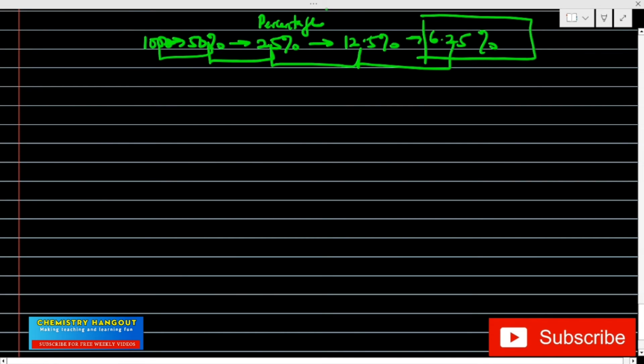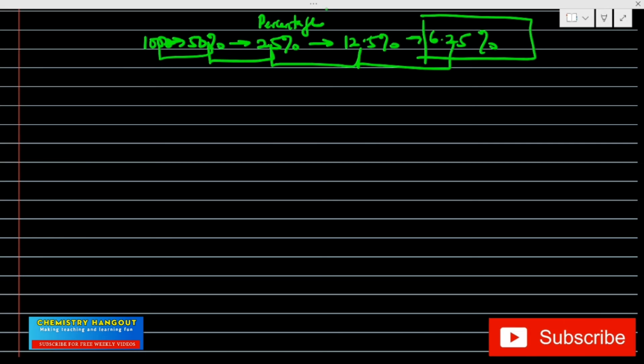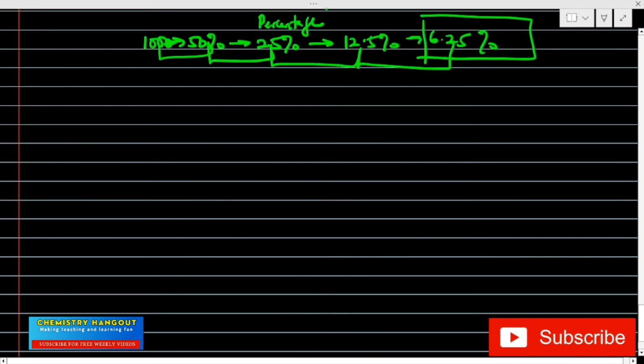So understand that this is the amount left. They can ask you amounts that have decayed. So when you know the amount that is left, subtract from the initial amount, you will know the amounts that have decayed. Do you get that? What am I trying to say in essence?